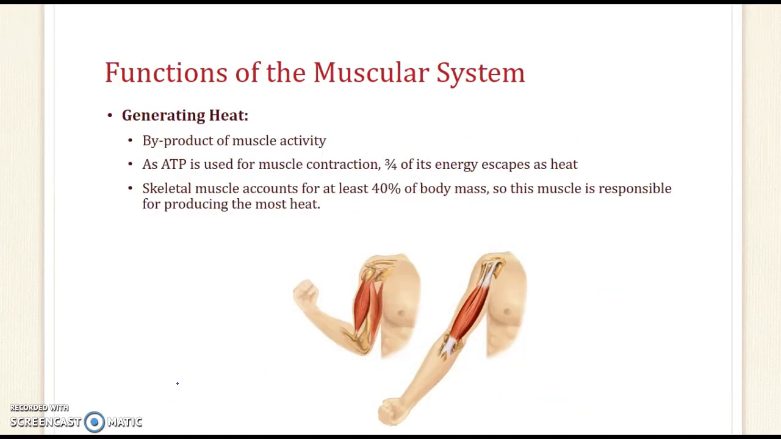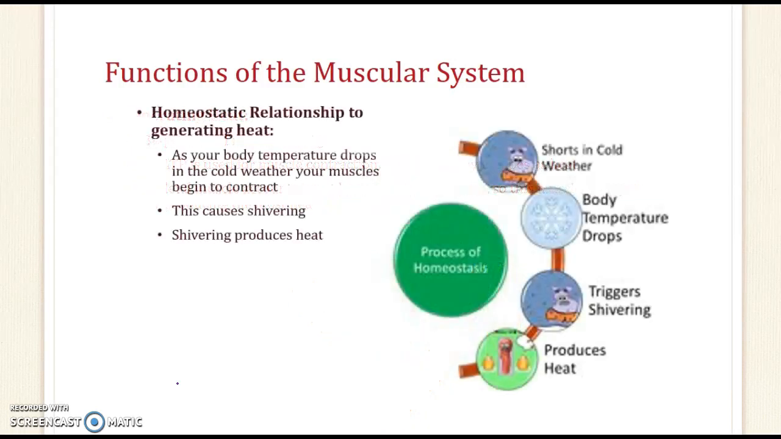Generating heat. Okay, we've all been cold. We've all shivered. Shivering is actually contraction of the skeletal muscle to help you generate heat. So a lot of times when you contract muscles, a lot of it is lost as heat. So you can produce a lot of heat when contracting muscles.